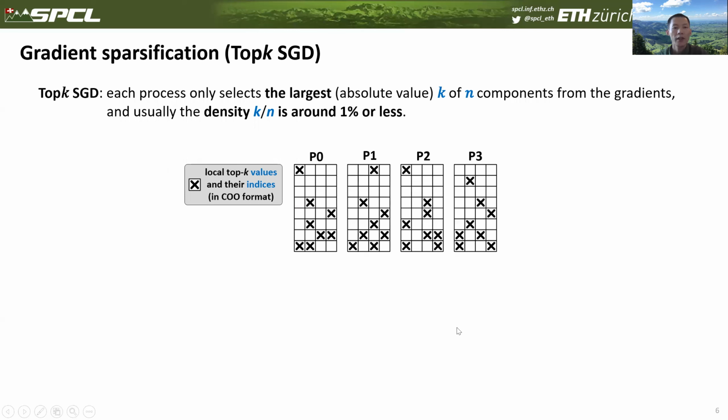To reduce the communication overhead, people propose to use gradient sparsification, namely TopK SGD. In TopK SGD, each worker only selects the largest K out of N values from the gradient space. And usually the density K divided by N is around 1% or even less than 1%. Here in this figure, the crossed block represents the local TopK value and their index. Now the question is how to reduce these sparse gradients.